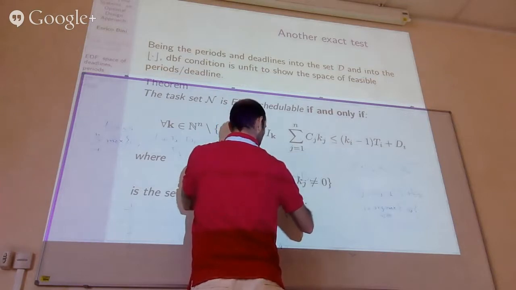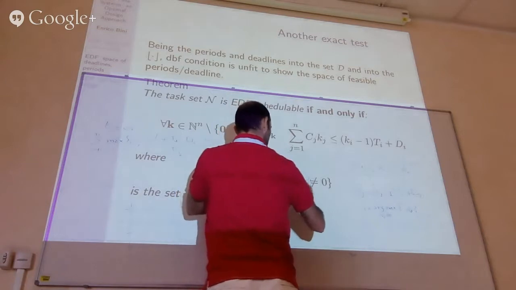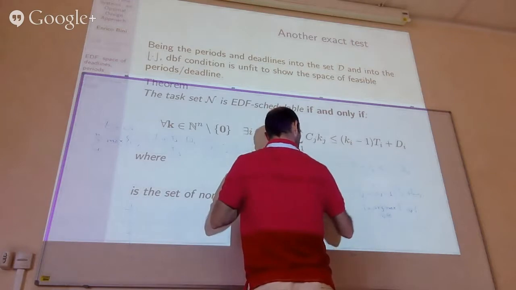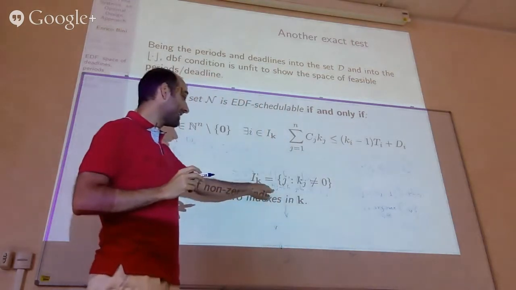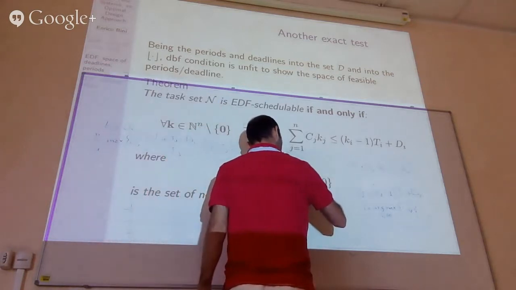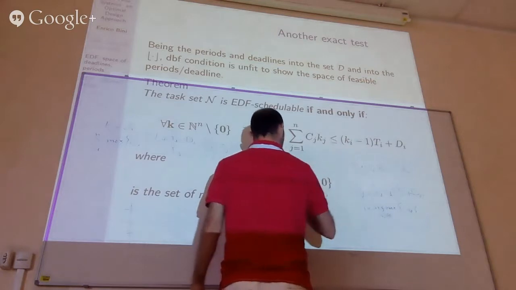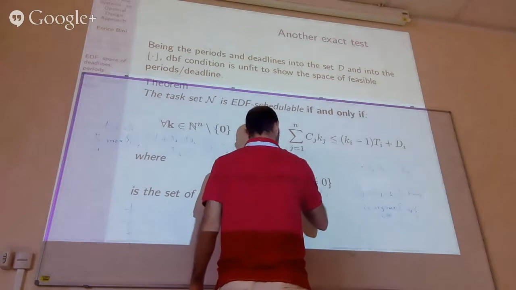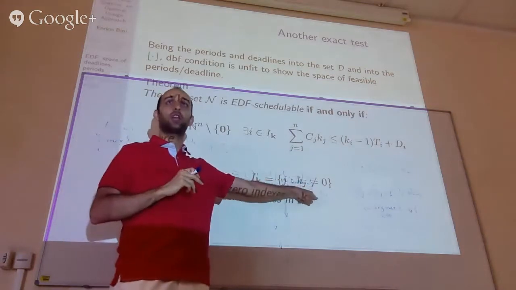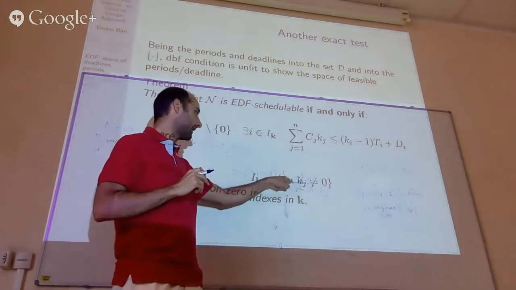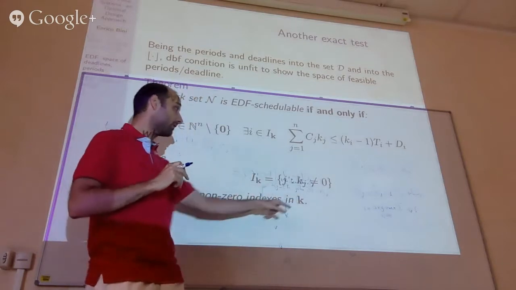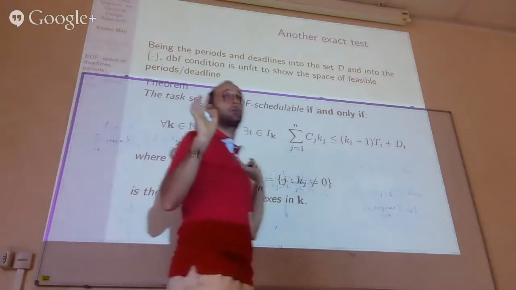j job of tau j. Okay, so the kj deadline, or if you want, the deadline of the kj job of tau j. So this is the absolute deadline of the kj job of tau j. Okay, these deadlines are always less or equal than di, because of this construction.